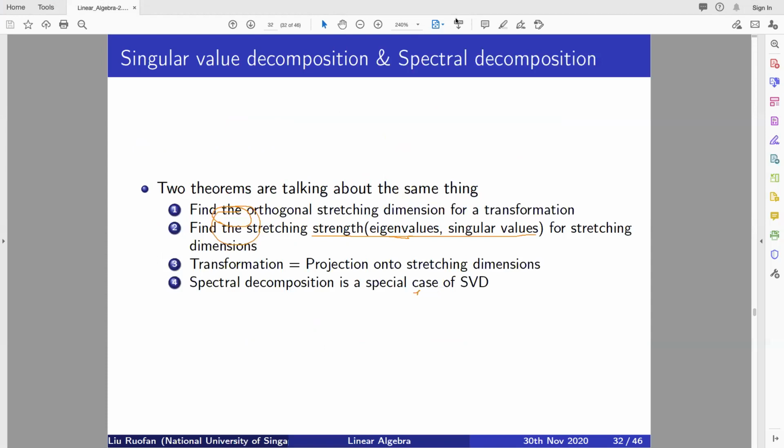So both theorems are actually talking about the same thing. The first thing is that we can find the orthogonal stretching dimension for all kinds of transformation, square matrix or non-square matrix. The second thing, we can find the stretching strength for each stretching dimension. And this stretching strength is defined as eigenvalues for square matrix and singular values for non-square matrix. The third thing is that we can view a transformation as a projection onto stretching dimensions. The fourth thing, spectral decomposition is just a special case of SVD where A is symmetric.